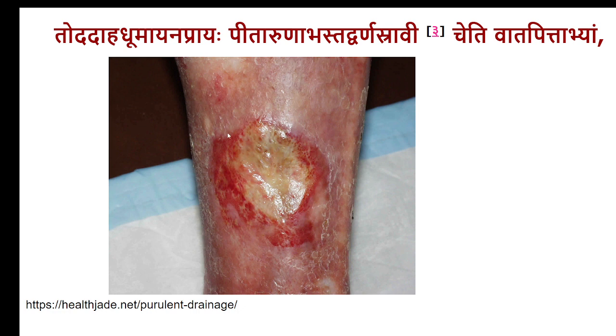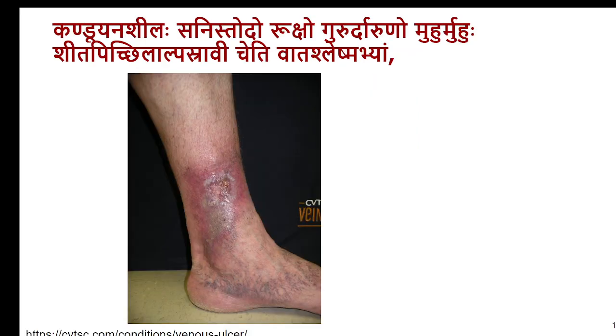Identification of these conditions based upon the dosha is quite critical in planning the management. When you select the drugs and the approach to management, that is important. Similarly, Kanduyanashila, Stalistodaha, Rukshaha, Guruhu, Daruno, Muhurmuhu, Shitapichala, Alpastrabi, Cheti, Vatashleshmapya. The Vatashleshmaja, Vata Kapaja Vrana is also, from the present point of view, a vasculitis condition, but one with more cutaneous reactions.